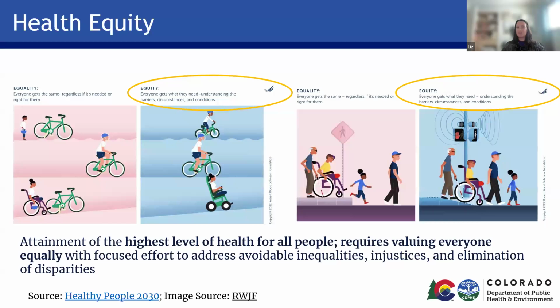And they also have a large interplay with health equity or health inequity, which you'll often see. So health equity is really the attainment of the highest level of health for all people, and it requires valuing everyone equally with focused effort to address avoidable inequalities, injustices, and the elimination of disparities. So that's kind of how those two things work together. You can go to the next.